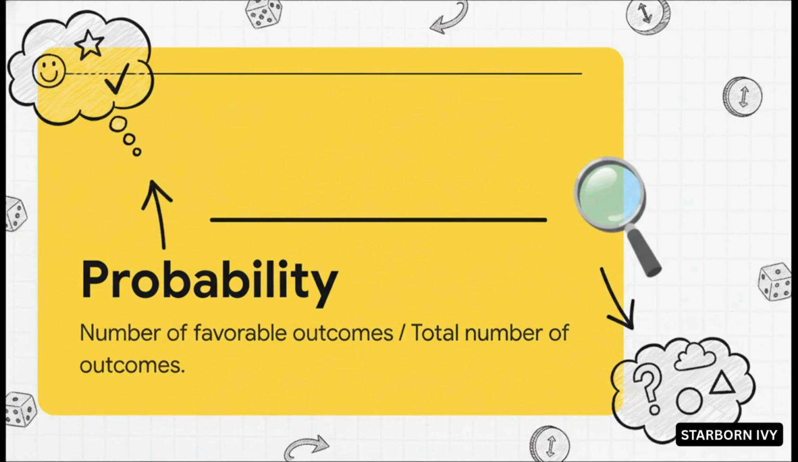Probability is just a fraction. On top, you put the number of things you want to happen, your favorable outcomes, and on the bottom, you put the total number of things that could happen. That's it. Seriously, that's the entire concept.